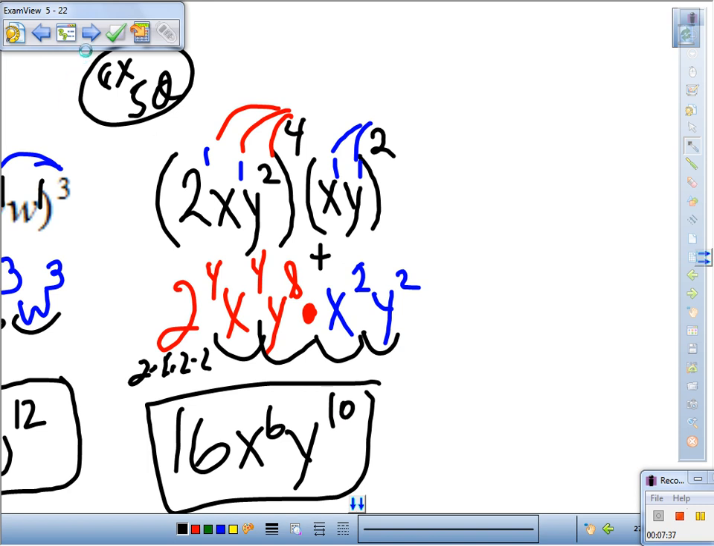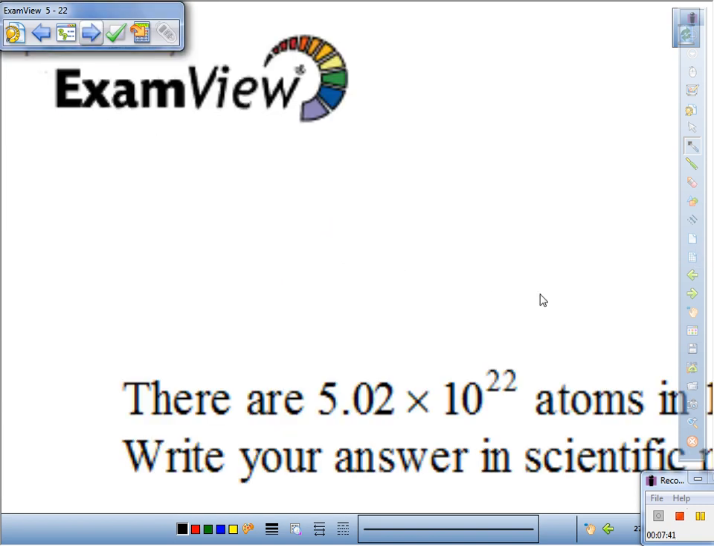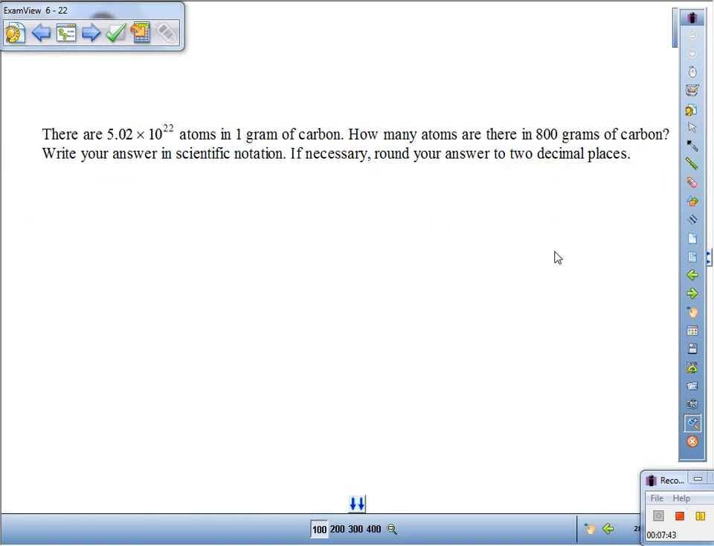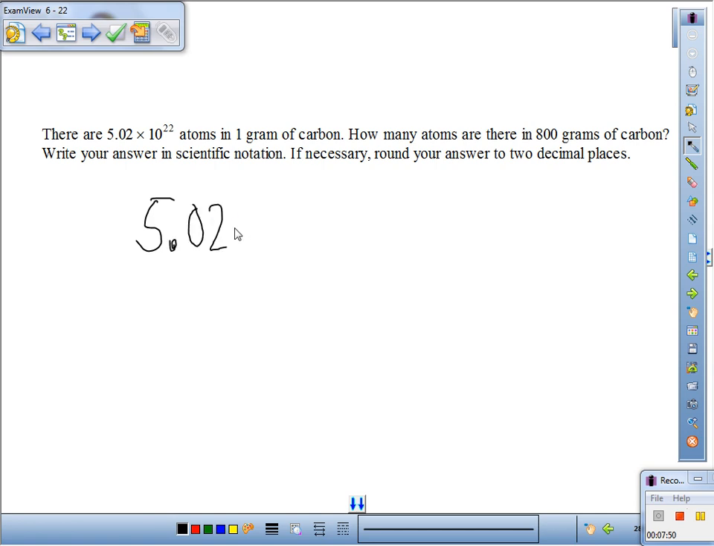Number 6. There you go. This one, they said 5.02 times 10 to the 22nd in 1 gram of carbon. But how many grams do they want us to compute? That means we need to multiply this 1 times 800.